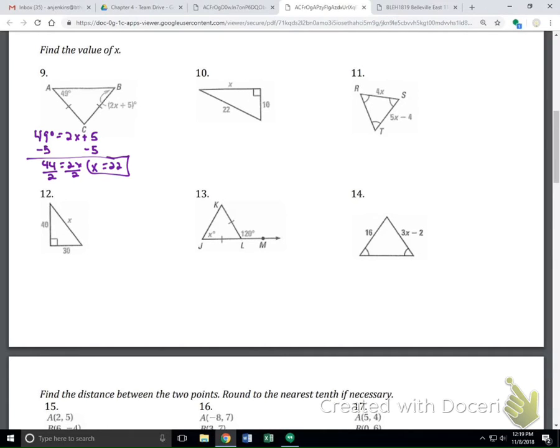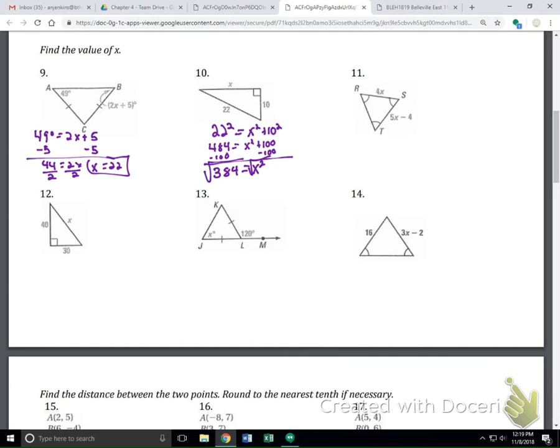For number 10, we're back to the Pythagorean Theorem. So we're looking for x. So which side is going to be my C? It's going to be 22. So we have 22 squared equals x squared plus 10 squared. What is 22 squared? I got it. 484 equals x squared plus 100. Subtract 100. 384 equals x squared.